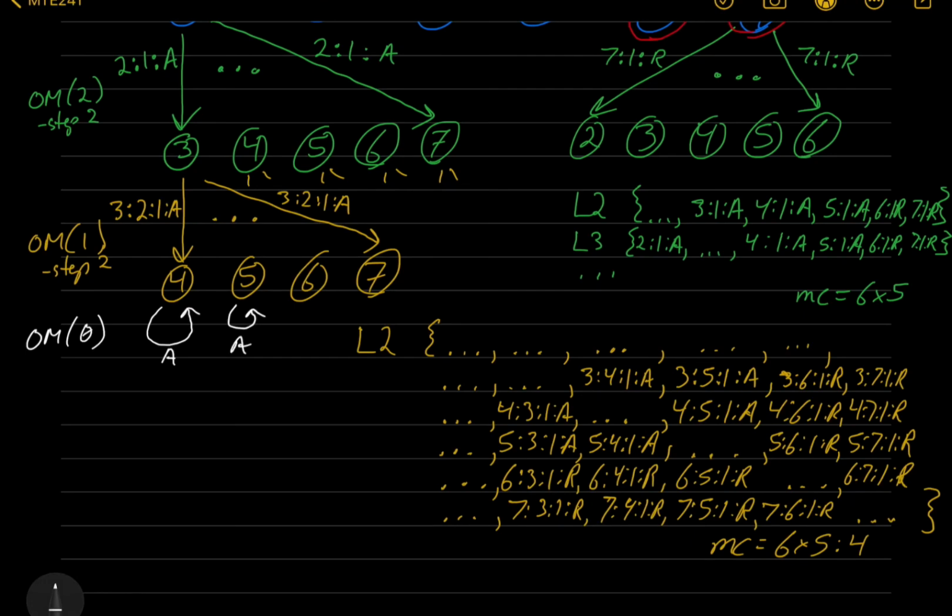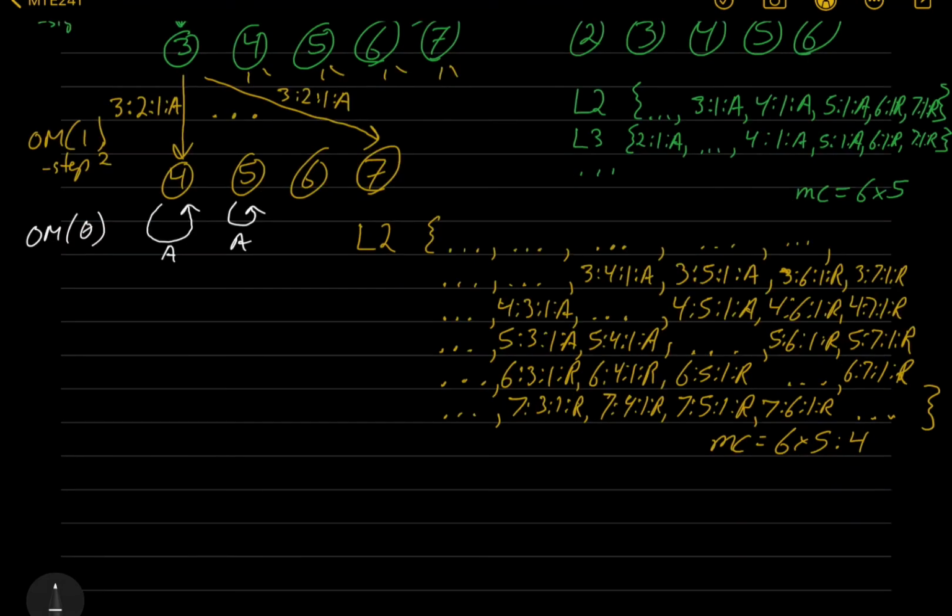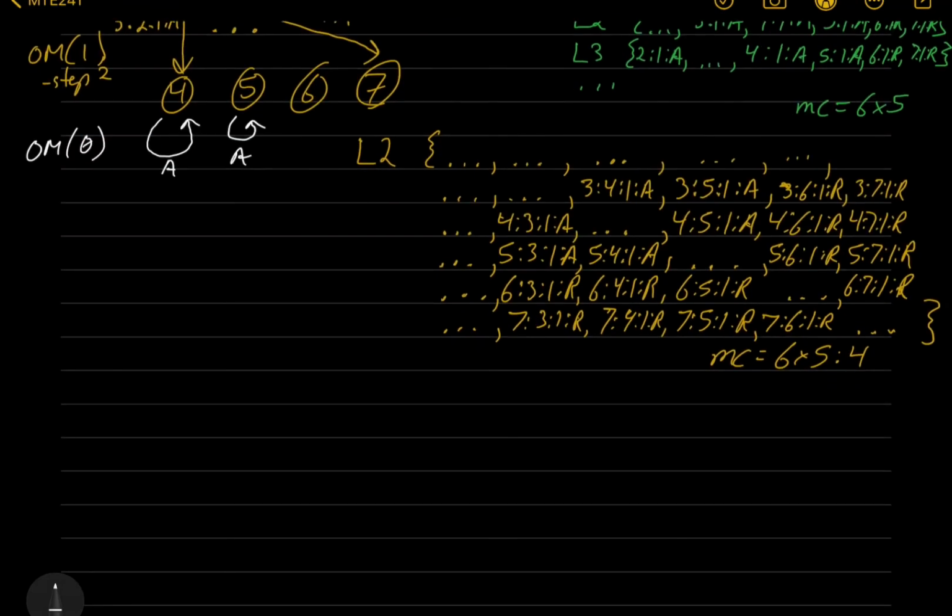Now for Lieutenant 6 and 7, they'll have received an attack. If they're actually implementing the OM algorithm, will they record an R? Maybe. We don't really care what the disloyal generals do. And so now they're going to back out of the recursion. So with OM0, Lieutenant 2's table after that will look like this.